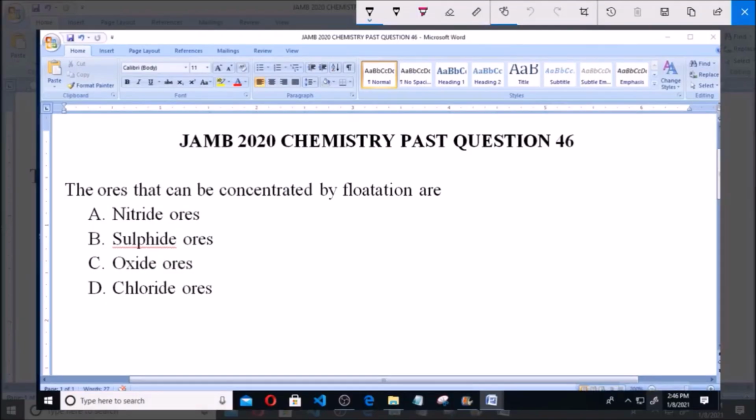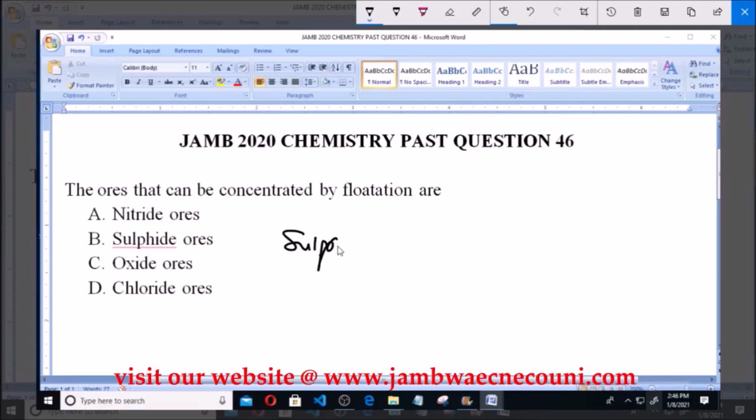I'll be answering JAMB 2020 Chemistry Past Question 46. The ores that can be concentrated by flotation are A. Nitride ores, B. Sulfide ores, C. Oxide ores, and D. Chloride ores. Now, the ores that can be concentrated by flotation are basically the sulfide ores.